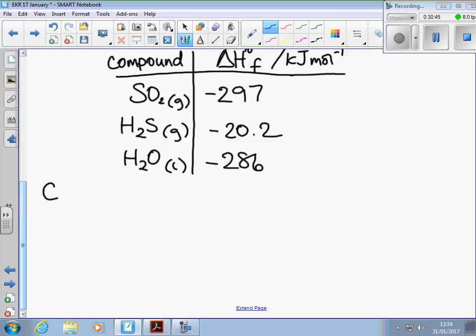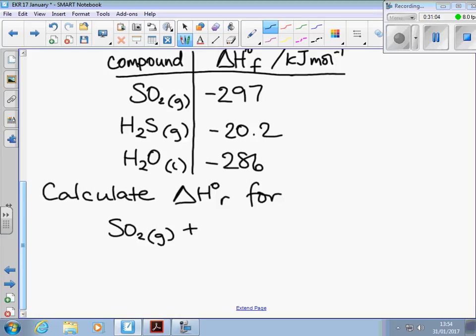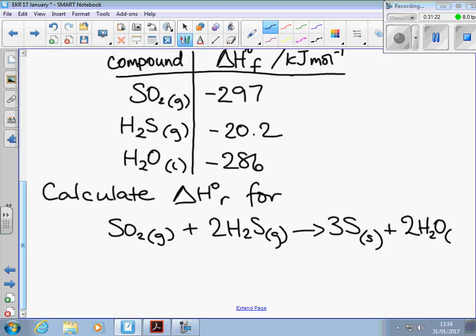We're going to calculate using that, and this is where the thermochemical cycles come in. We're going to calculate the enthalpy change of reaction for this equation, where we start with sulfur dioxide, which is a gas, and we react it with 2 moles of hydrogen sulfide, a gas, and we produce 3 moles of sulfur, which is a solid, and 2 moles of water in liquid form.